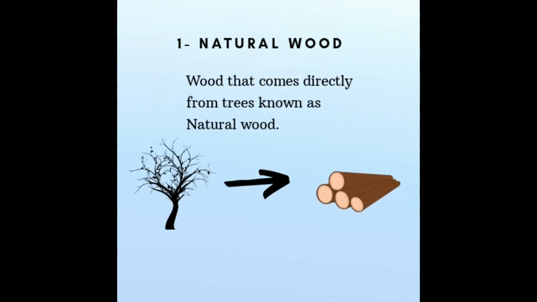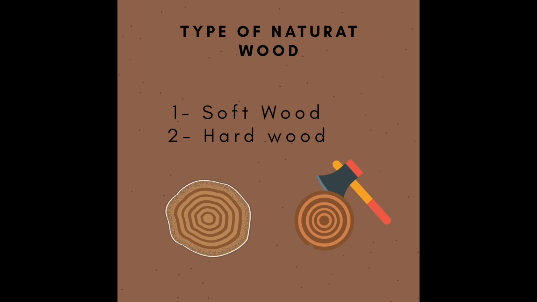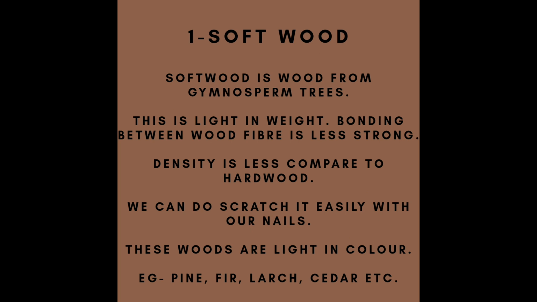Natural wood. Wood that comes directly from trees is known as natural wood. Here, you can see how natural wood is obtained. Trees are cut with the help of a chainsaw and converted into lumber. Types of natural wood: 1. Softwood. 2. Hardwood.